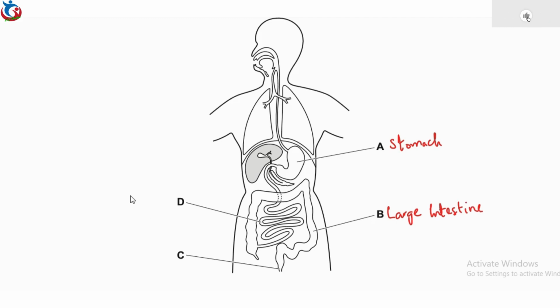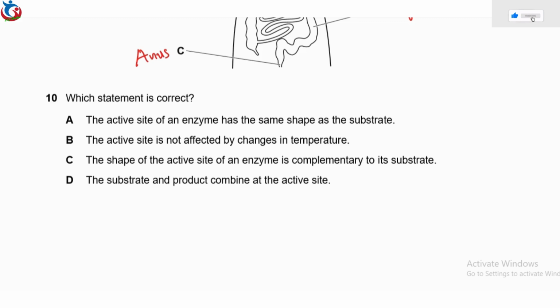Option D here is the small intestine. Right, the small intestine. And option C is the anus. In the digestive system, most absorption takes place in the small intestine, and the same thing goes with the absorption of water. The absorption of water takes place the most in the small intestine. So that will now take us to question 10.